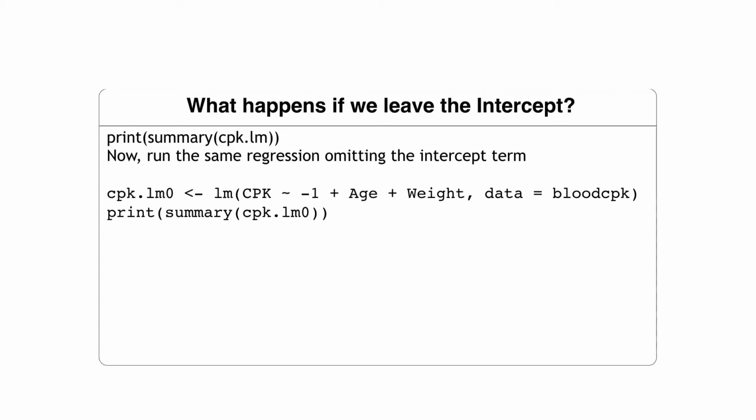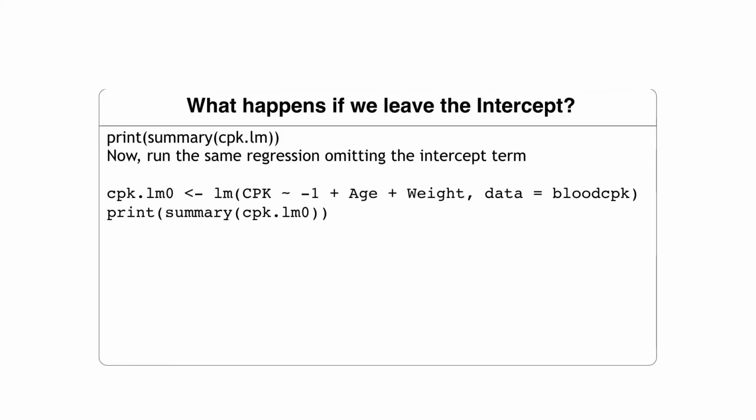So we created another object which is now labeled cpk.lm0, and we have stored in that object the product of the linear model, where we have regressed the creatine phosphokinase on age and weight, but we decided to take out the intercept term, so we have put a -1 onto this. One other way in which you could take out the intercept term is to put 0 plus age plus weight. That would do the same thing. And then we print out the summary of the CPK model.